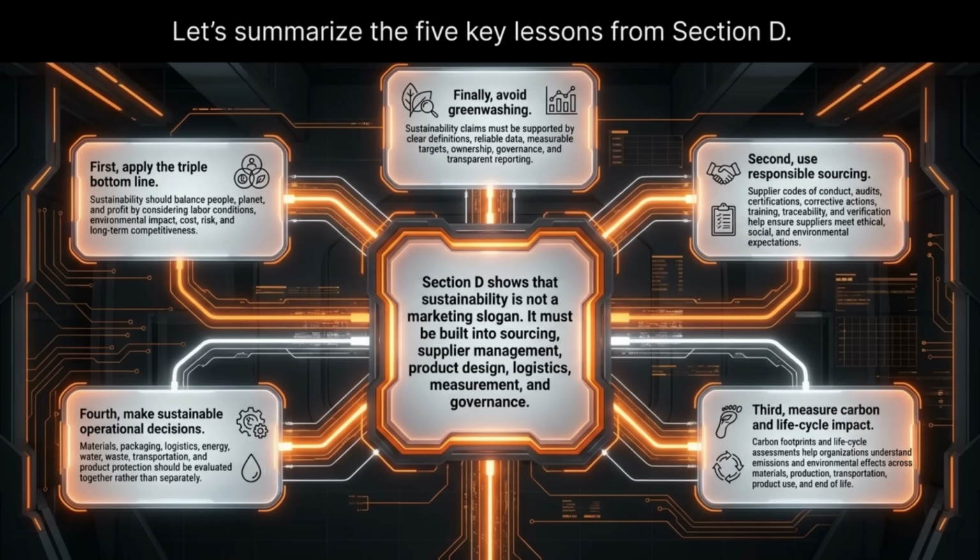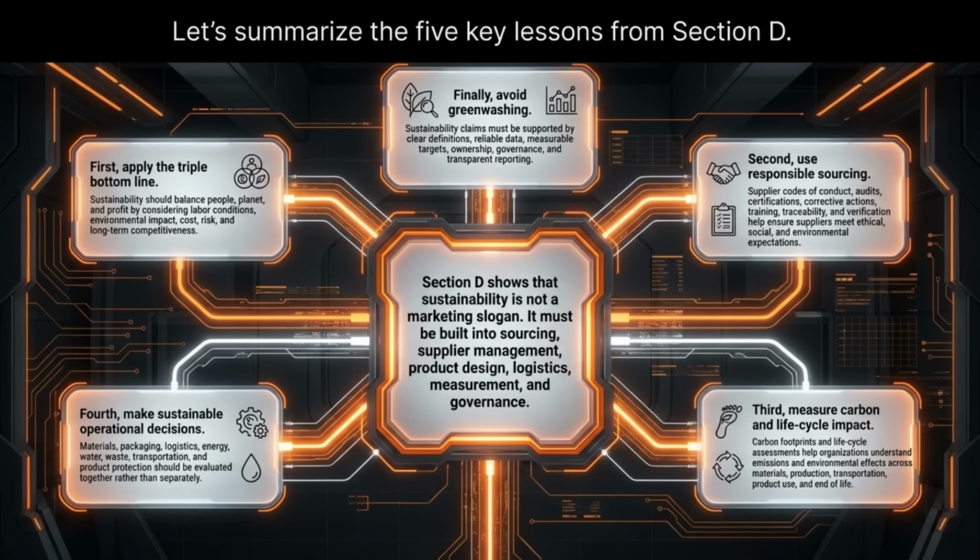Let's summarize the 5 key lessons from Section D. First, apply the triple bottom line. Sustainability should balance people, planet, and profit by considering labor conditions, environmental impact, cost, risk, and long-term competitiveness. Second, use responsible sourcing. Supplier codes of conduct, audits, certifications, corrective actions, training, traceability, and verification help ensure suppliers meet ethical, social, and environmental expectations.